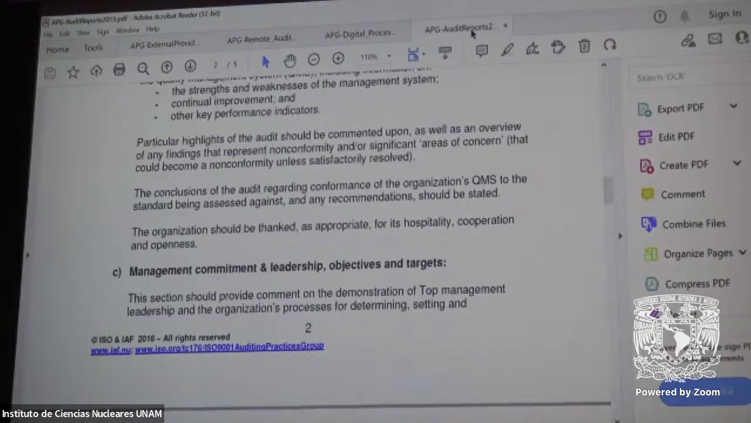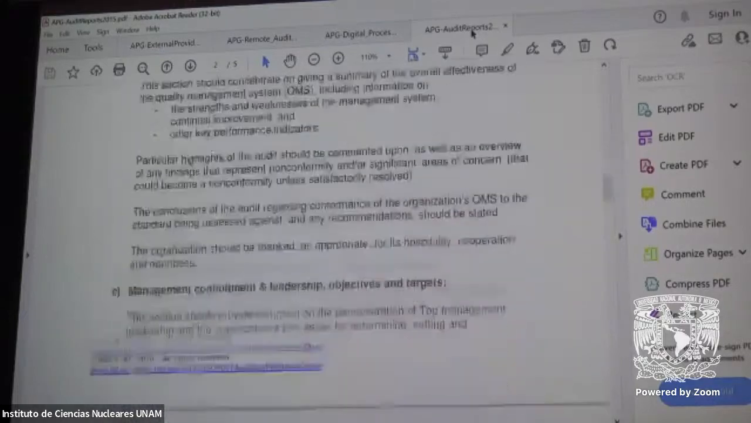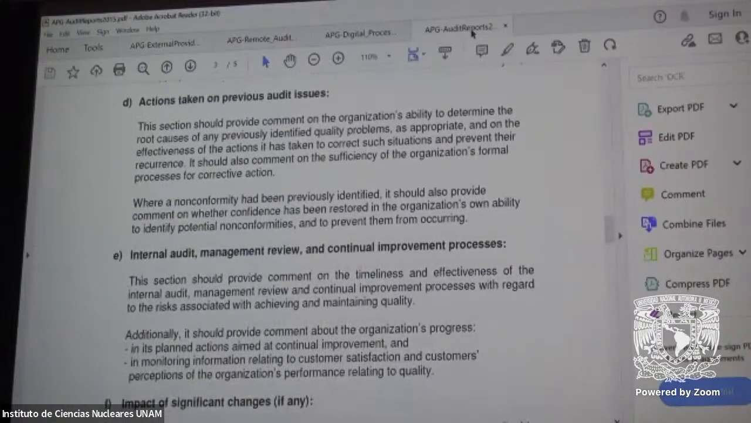One part I haven't picked up on is within this. Actions taken on previous audit issues. Obviously you may have found some non-conformities. You've given the organisation a certain period of time in which to resolve those non-conformities. You have a follow-up on those issues. Those will not be included in the audit report. They will be documented separately, I'm expecting.